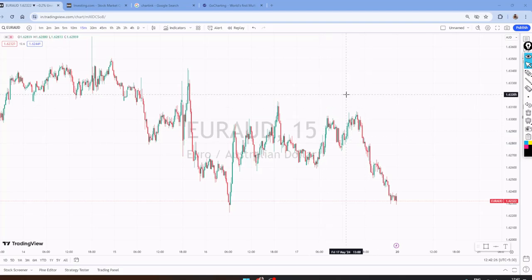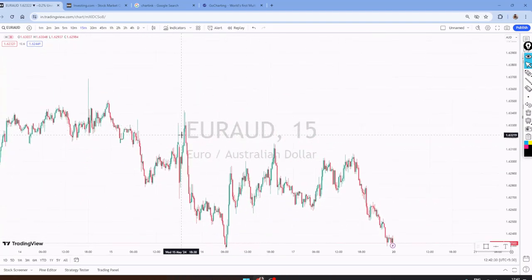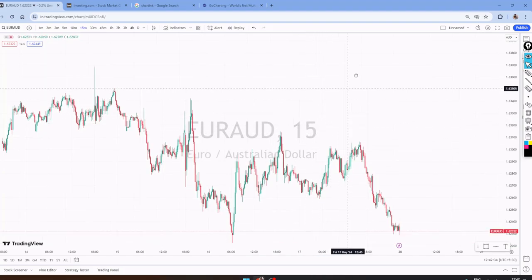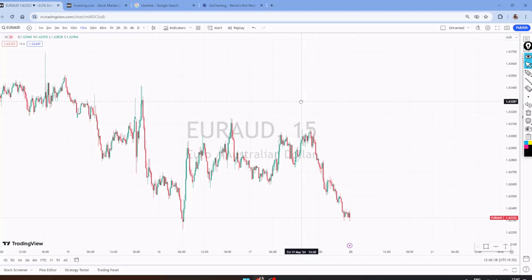So how do I read the chart? Now I can see the chart here. It says Euro AUD, 15 minutes, right? 15 minutes. Euro Australian dollar. Now how do I read this chart? Understand one thing. We have two color candles, green and red, right? First of all, we need to understand what candles are.